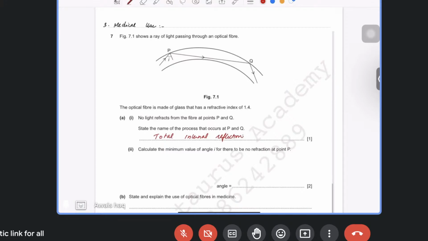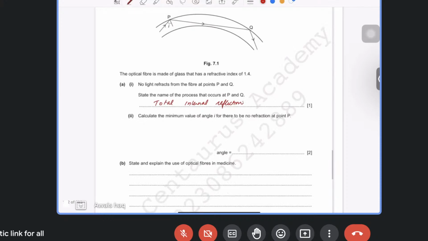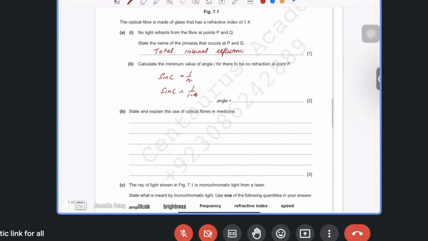Excellent. It says calculate the minimum value of i for which there would be no refraction at point P. That would be the critical angle, right? So it's asking about the critical angle. We're going to use this, and sine C equals 1 upon 1.4. Can you please find this value?